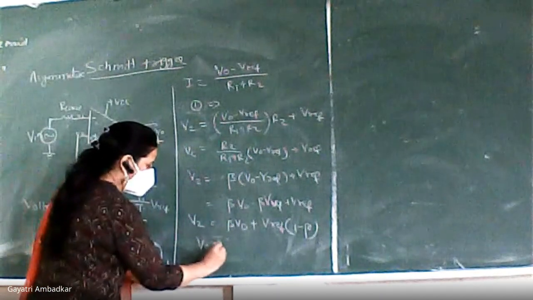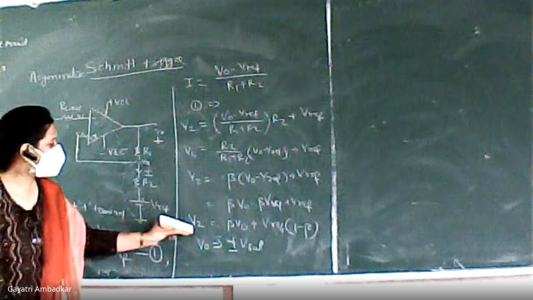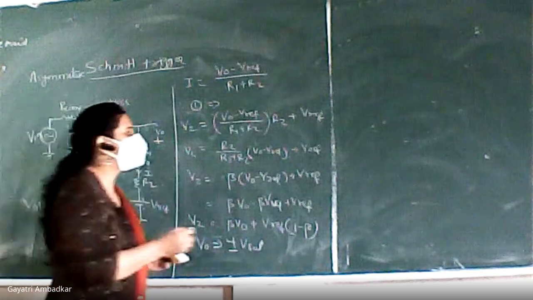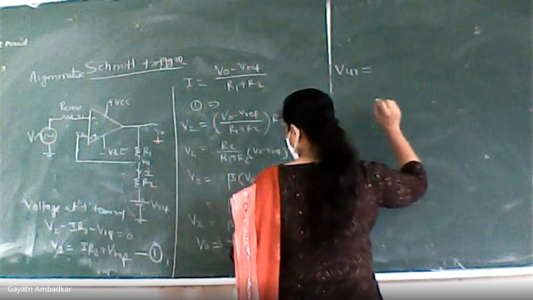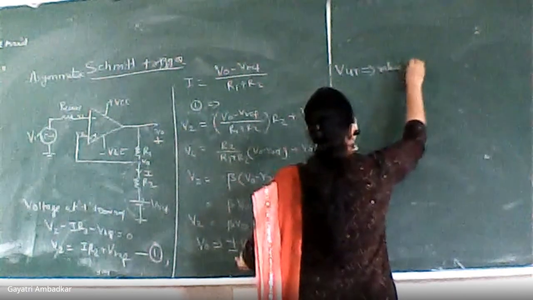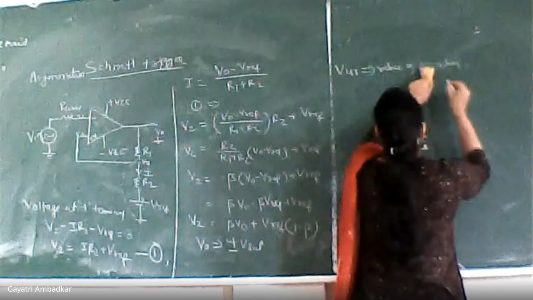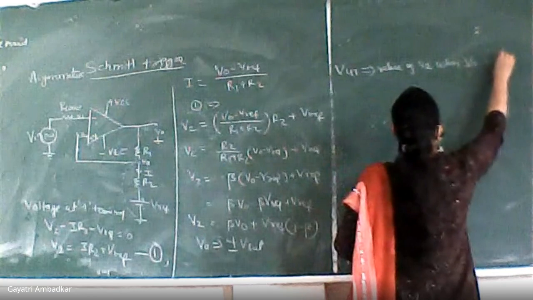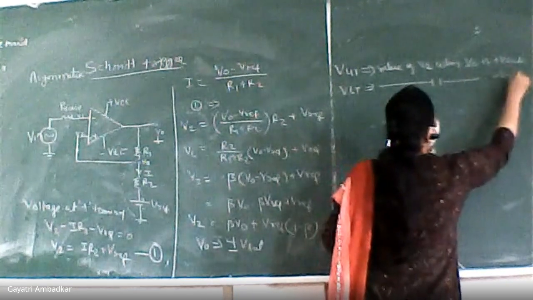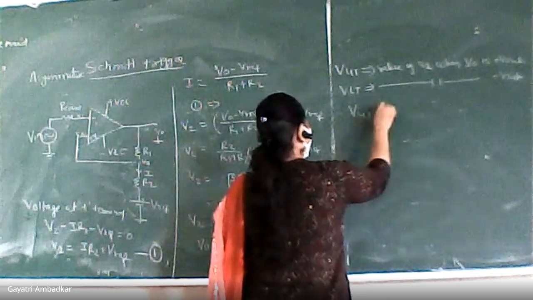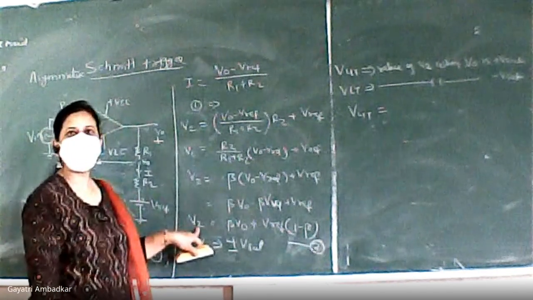Now this VO will change. It will become either plus VSAT or minus VSAT depending upon which input is greater. Therefore, now I will decide my two threshold values. You know what VUT is? VUT is the value of V2 when VO is plus VSAT. And VLT is the value of V2 when VO is minus VSAT. Let's make this equation 2. Convert V2 into VUT and VLT.